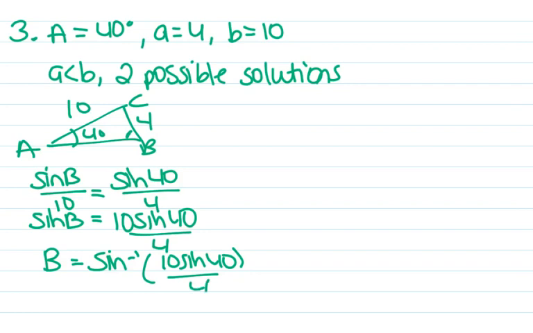Punch that into your calculator and you get error. So this means that there's no possible solution for this one. All right, so that's undefined. There's no solution. This triangle is not possible. And that's just the answer. So now we'll move on to the cosine law.